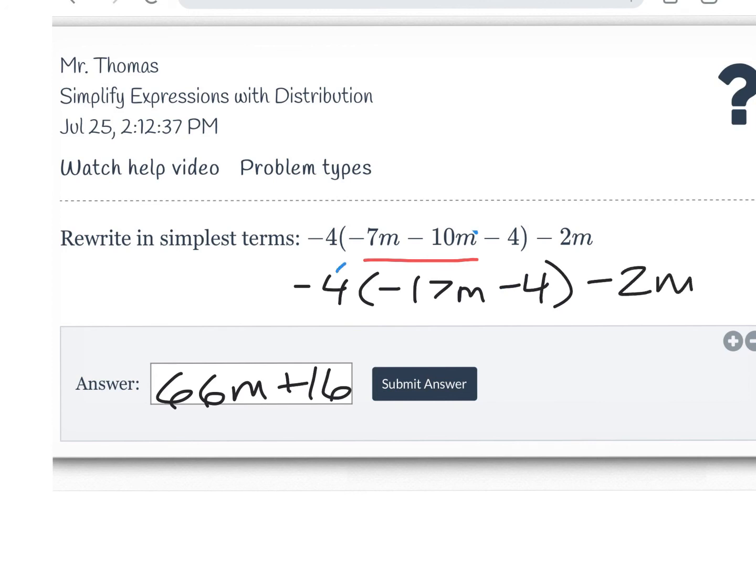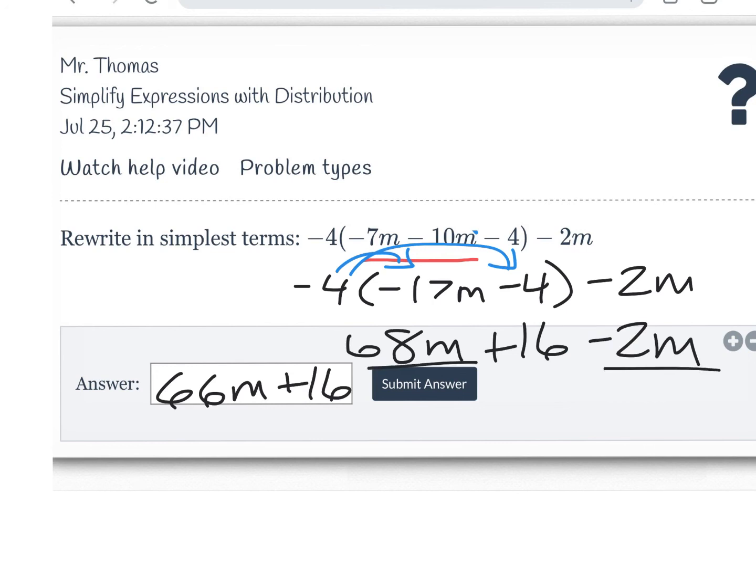Now I could do distributive property. And that gives me negative times negative is positive, so I get 68m. Negative times negative is positive, positive 16 minus 2m. Then 68 minus 2 is 66m plus 16. So I end up with the same answer.